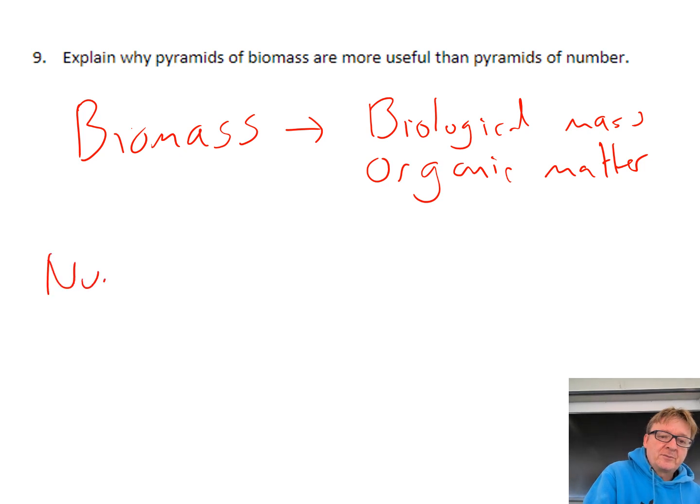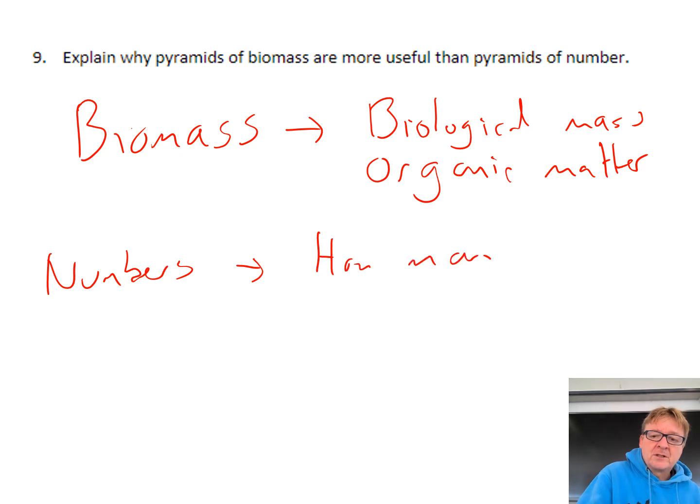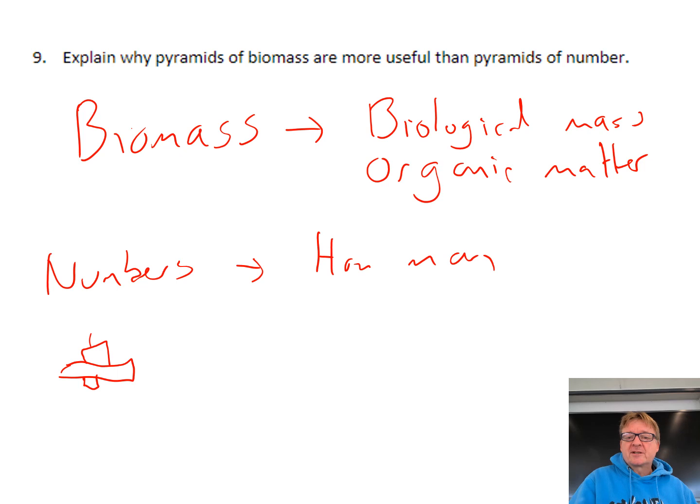And a pyramid of numbers just shows how many. In a pyramid of numbers, they can be all sorts of different shapes. You can have big at the bottom, small at the bottom, a bigger one there, one there. The pyramid of numbers is a little bit messy, whereas a pyramid of biomass is always the same shape. It's always big at the bottom, then smaller and smaller, and it shows the biological mass at each level.